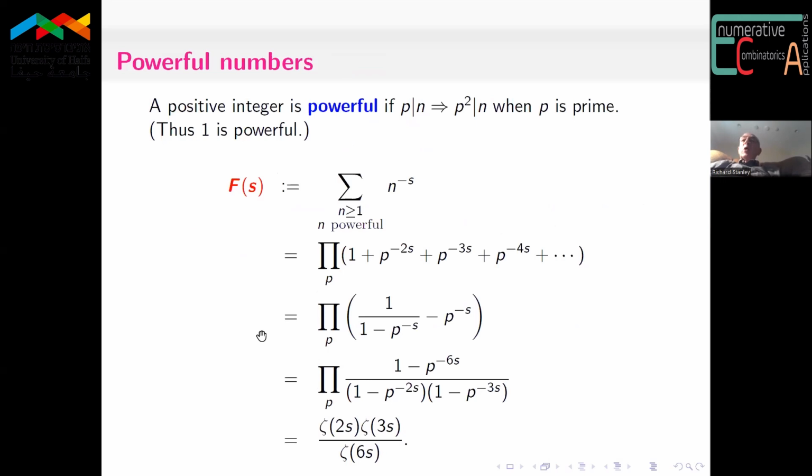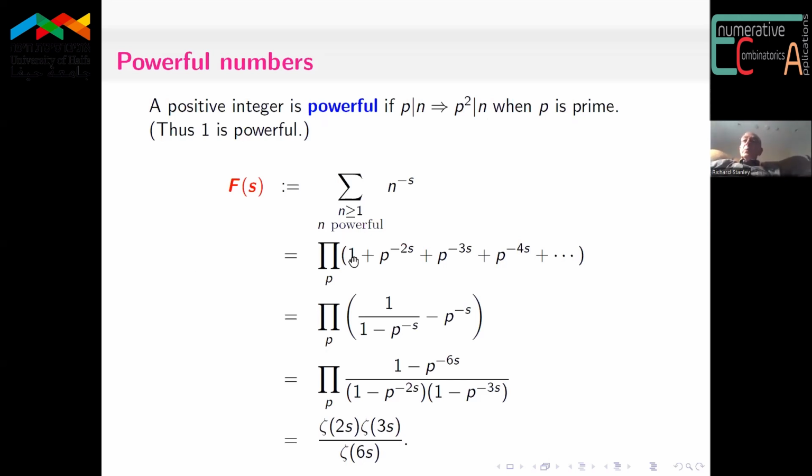Well, let's look at powerful numbers instead of powerful polynomials. A powerful number is a number that when you factor into primes, every factor appears at least twice. No prime factor appears exactly once. So with this definition, 1 is a powerful number. We're interested in looking at the Dirichlet series generating function for powerful numbers, the sum over n to the minus s, where n is powerful.